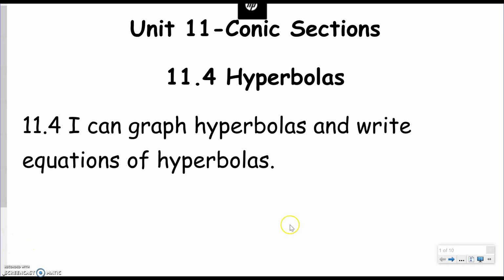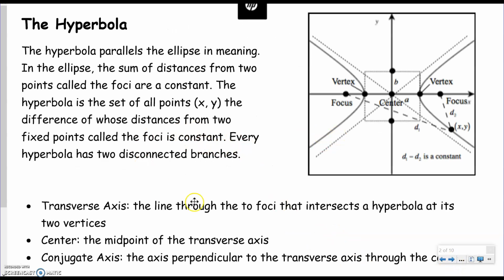So, goal today, can graph hyperbolas and write equations of hyperbolas. A hyperbola parallels the ellipse in its meaning. So instead of having the sum of the distances from the two foci being constant, we're going to look at the differences of the two distances being constant. Really what it is, if you could imagine cutting an ellipse in half and flipping it out along its major axis, then you would end up with a hyperbola. So it does go on forever, both directions depending on if it's horizontal or vertical.